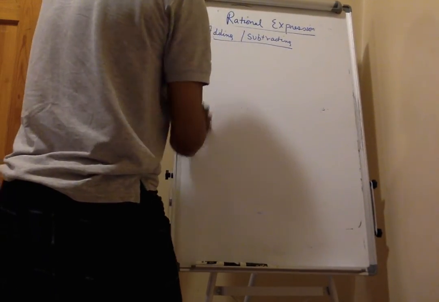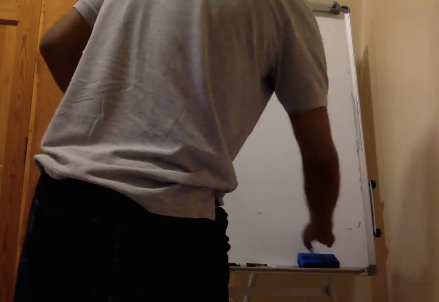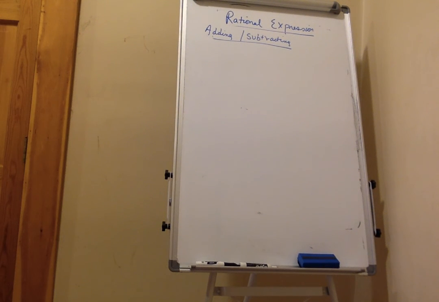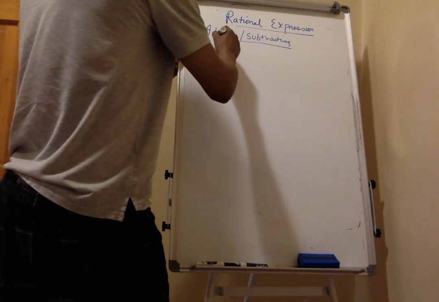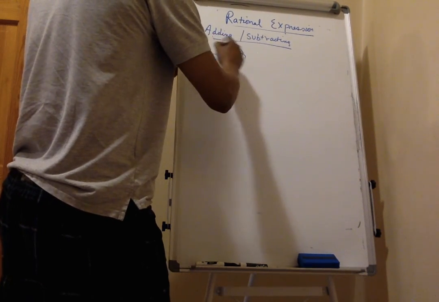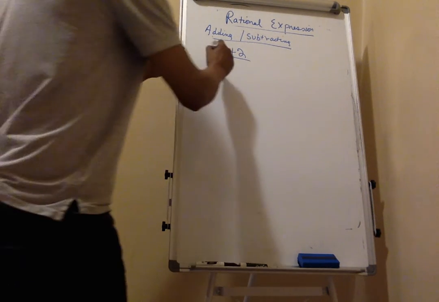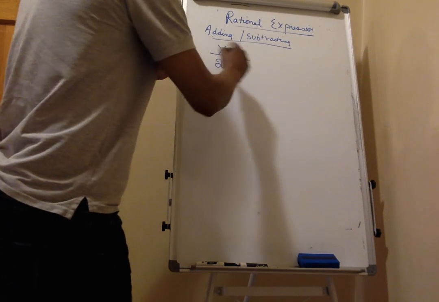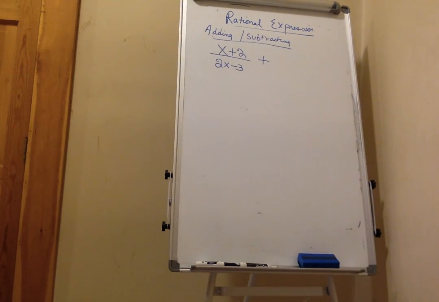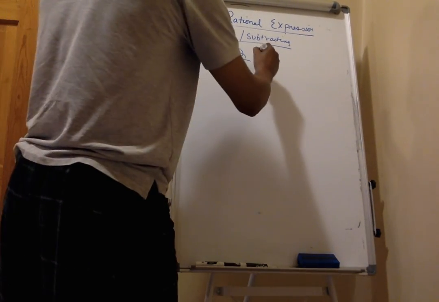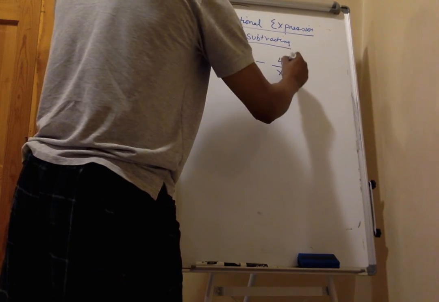Now the next one we'll be doing is what if we don't have the same denominator? Okay. In this instance, we have to find the least common denominator. So let's start with this one. Suppose you have x plus 2 over 2x minus 3 plus, let's put it minus, so it is minus 4 over x plus 3.